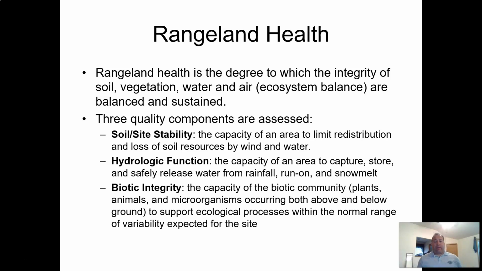And then the last one's our biologic integrity. So what's the capacity of our biotic community? So the plants, the animals, the microorganisms, do we have the right animals and the right amount of animals to support our ecological processes, or is there any one of those that could cause us issues or concerns?